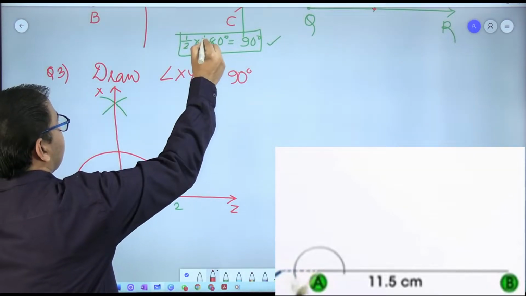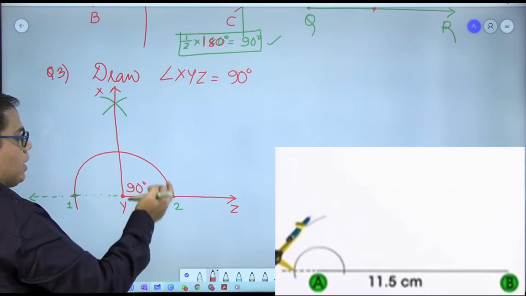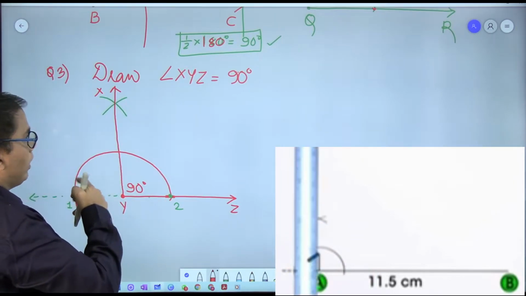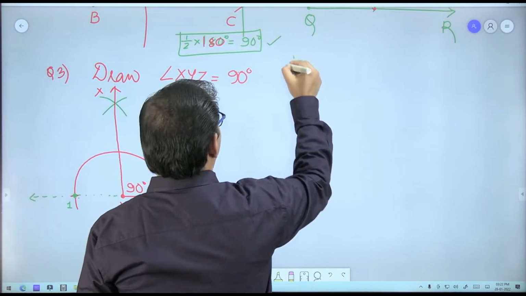So what we have done, we have bisected this 180 degree. First we draw a semicircle. Measurement of semicircle is 180 degree. Then we have drawn a bisector. One more angle, last angle.